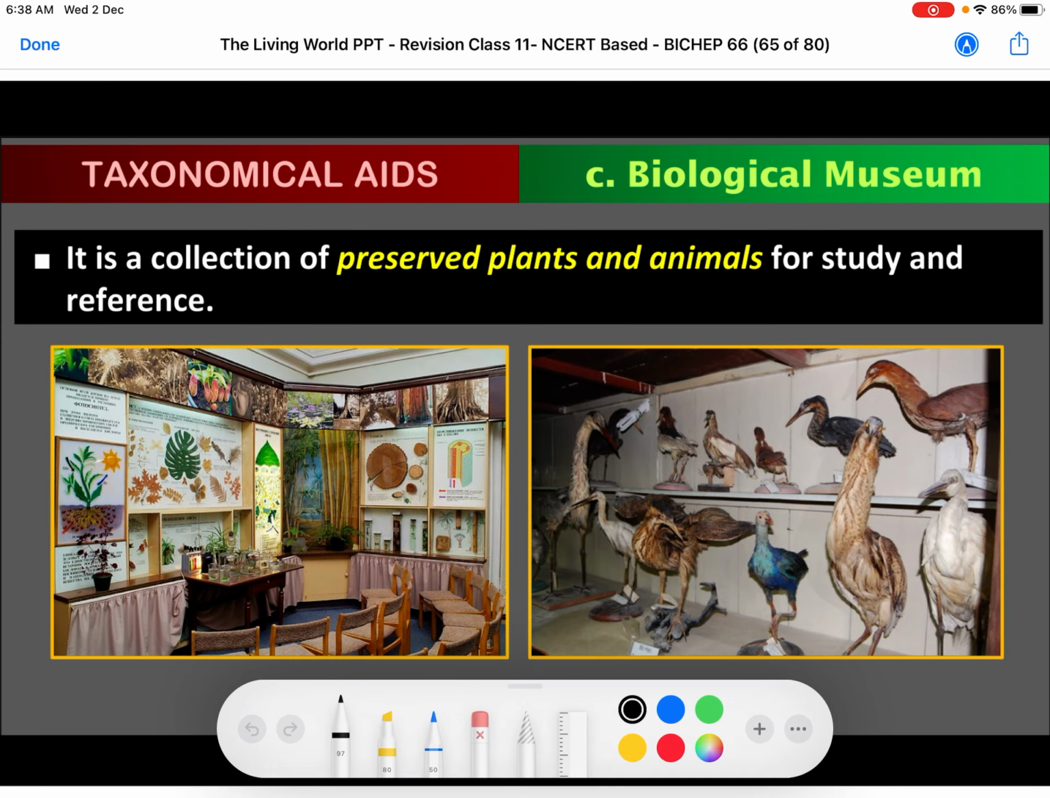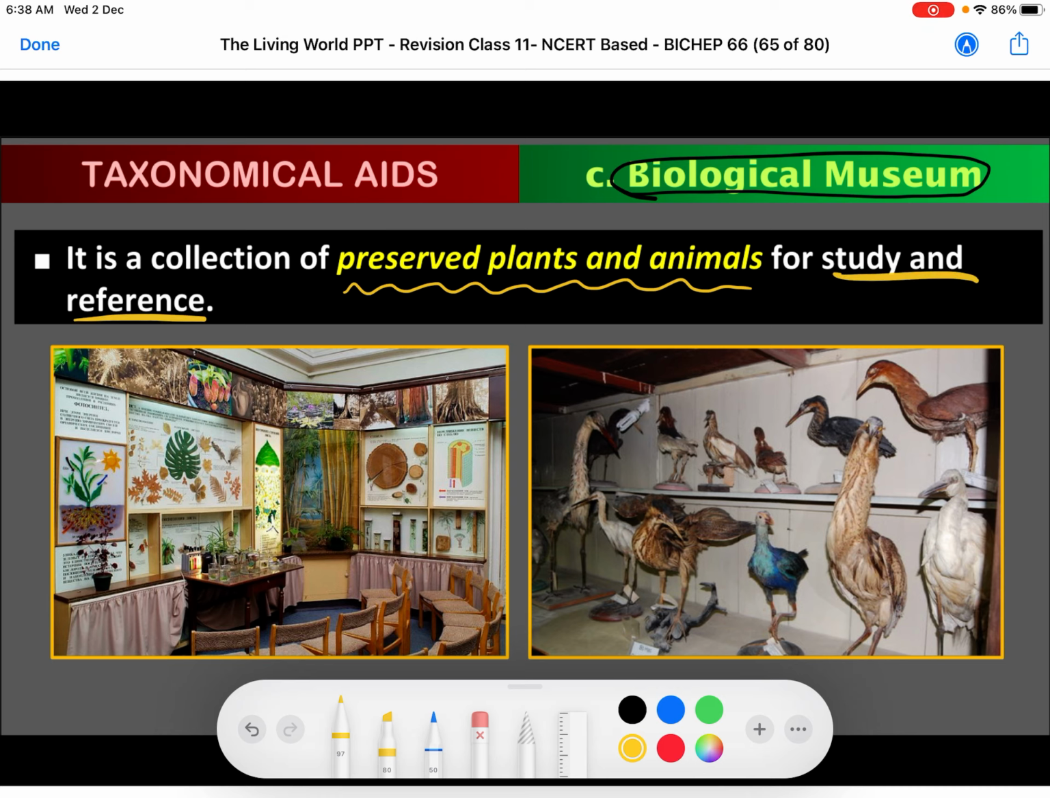Now, the third taxonomical aid is the biological museum. A museum is a collection of preserved plants and preserved animals, kept just for the sake of study and reference. If you see the example given, it has a special type of arrangement where dead or preserved plants and animals are kept.